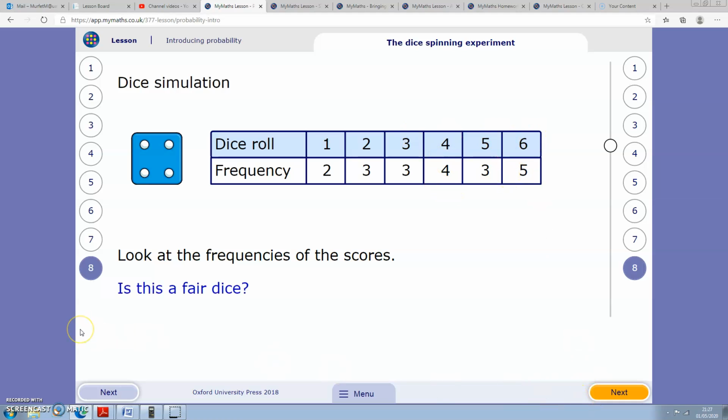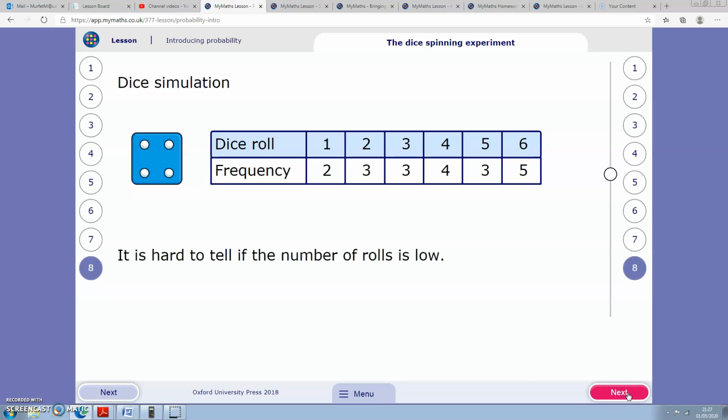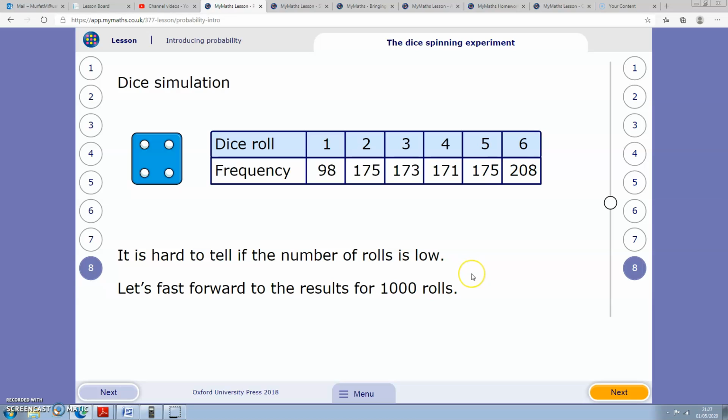Is this a fair dice? Do you think the dice is fair? I would say yes. But it is hard to tell with this number of rolls. Now have a look. Is the dice fair? Well, it doesn't go on 1 very often. And these are quite fair, but look at the 6s. 208. So, over 1,000 rolls, I would say that it isn't that fair.